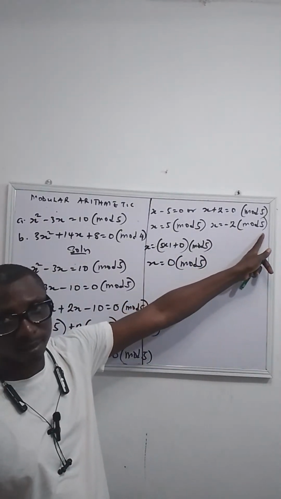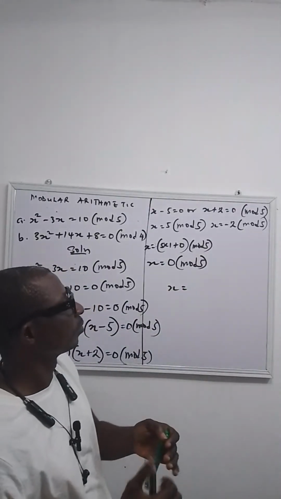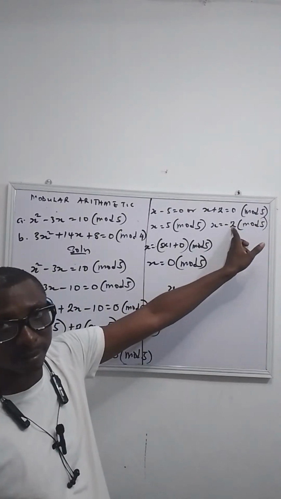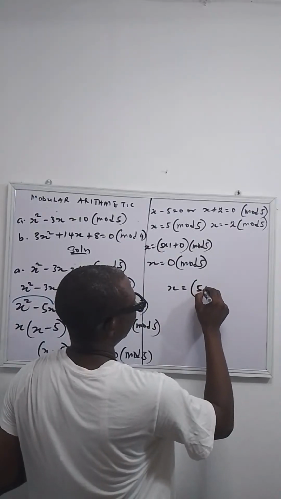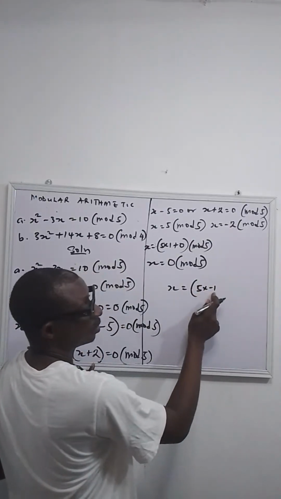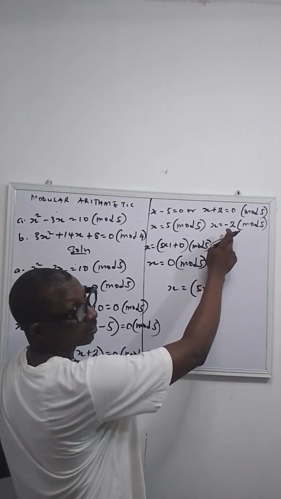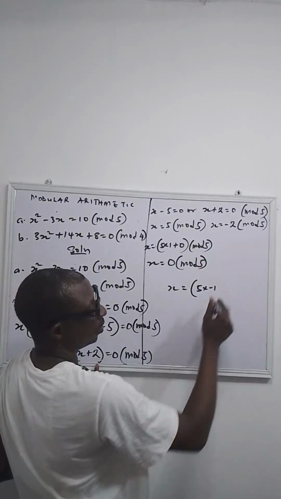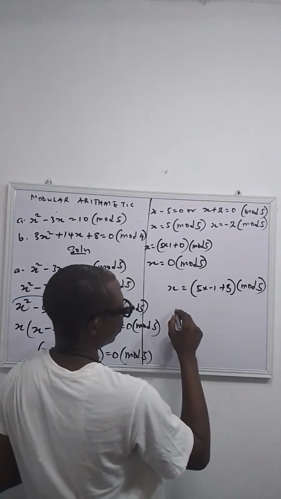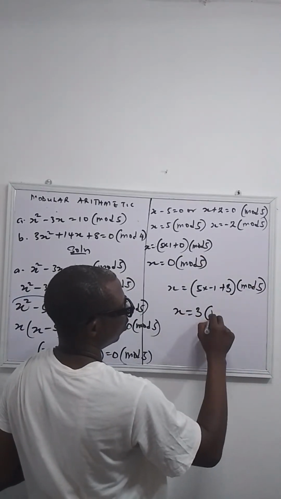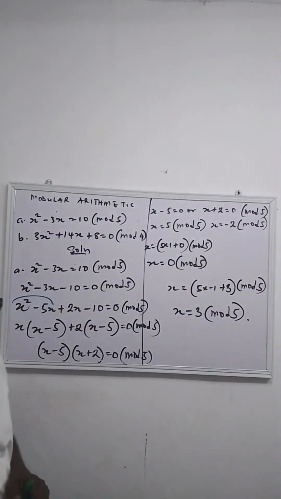Now let's look at the second one. You can't leave your answer as negative here. Now this is bigger than this, so what do we write? We just write 5 times negative 1. This gives you negative 5. What are you going to add to negative 5 to get negative 3? 2, rather. So you have plus 2 mod 5. All right, so x will be 3 mod 5. This is going to be the answer to the problem.